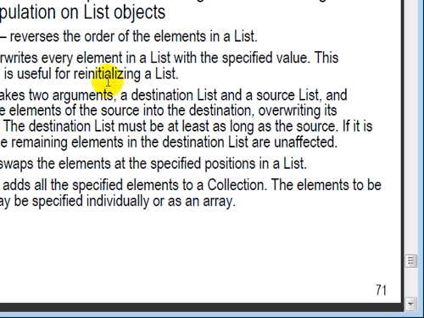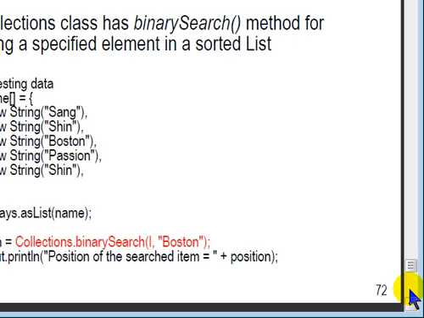Data manipulation: you can reverse, you can fill, you can copy, you can swap, and you can addAll. So these are all utility functions that are provided by the Collections utility class. Searching: you can call binarySearch on your collection object, and you specify what you're trying to search for, and it will give you a position.